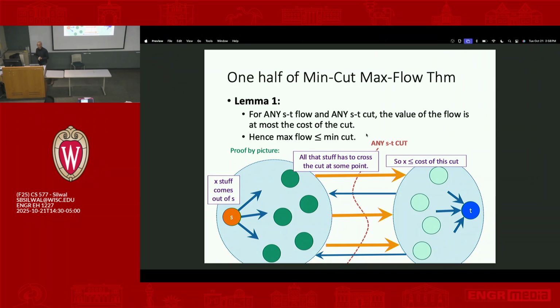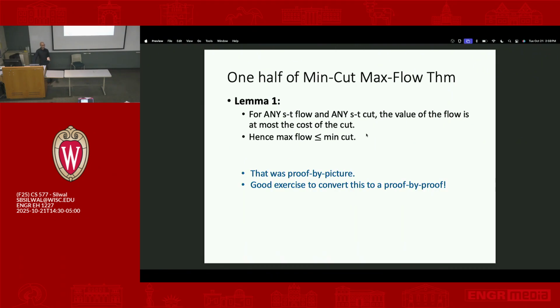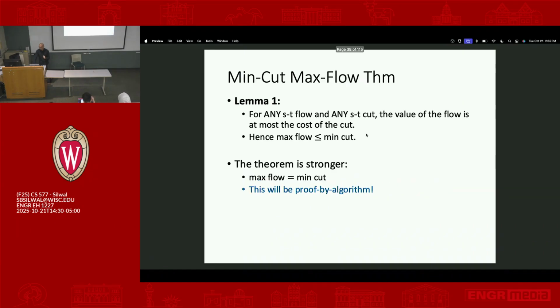So at least that shows you one side: the maximum flow can never be larger than the bottleneck cut. But showing that there is a way to send flow that matches this bottleneck is the interesting part, which we'll show in a bit. But at least, is this statement clear? If not, please ask. That was a proof by picture. It's a good exercise to actually write things down, but I'm not going to do that.